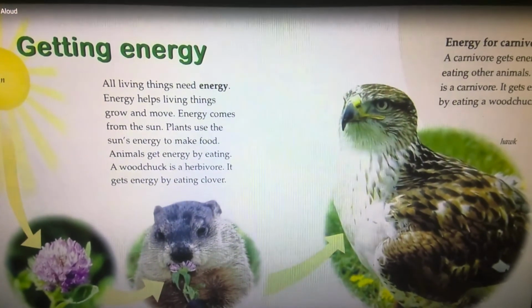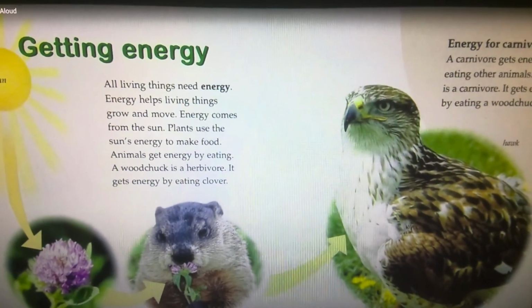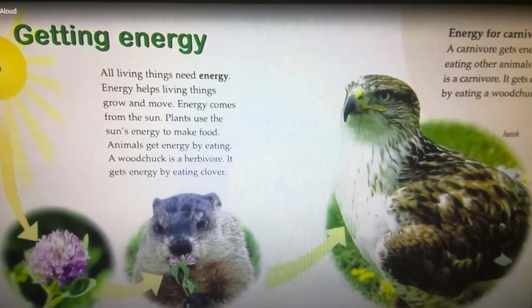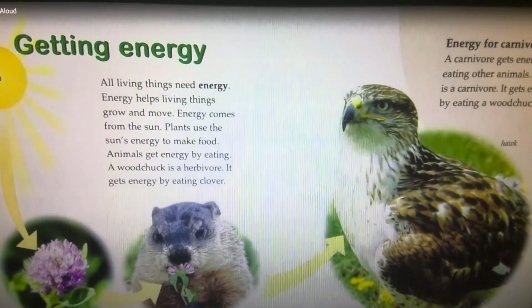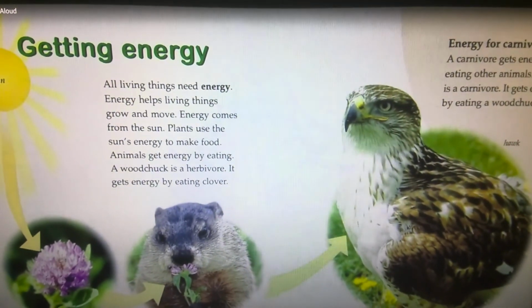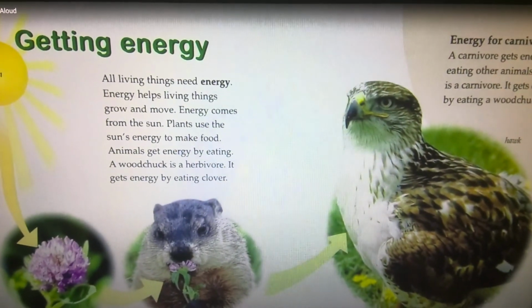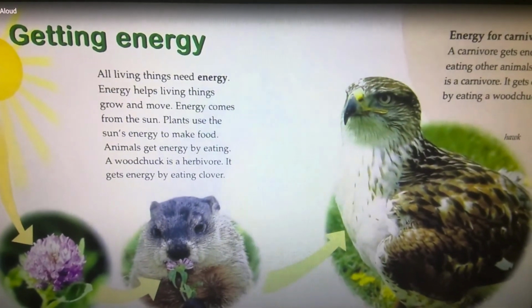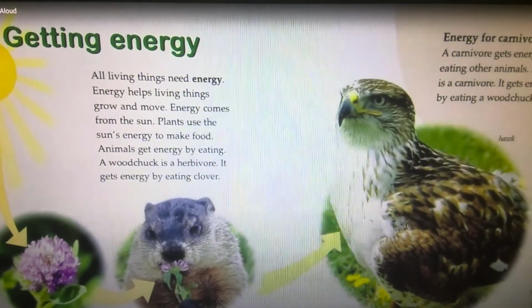Getting energy. All living things need energy. Energy helps living things grow and move. Energy comes from the sun. Plants use the sun's energy to make food. Animals get energy by eating. A woodchuck is an herbivore. It gets energy by eating clover.